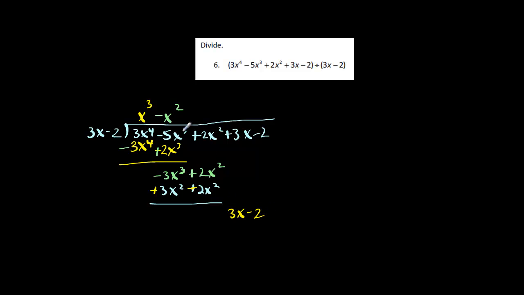3x times what is 3x? That would be 1. Then you multiply. You get 3x minus 2. Change the signs. Add down, you get 0. So this is your answer.